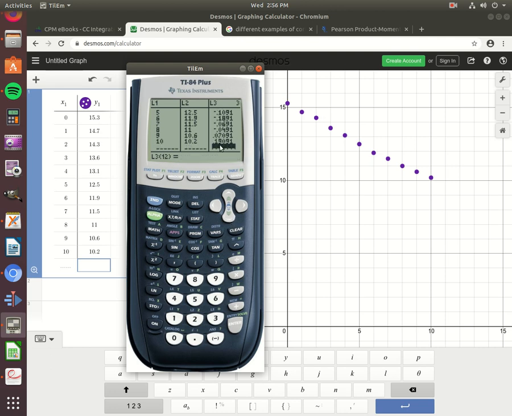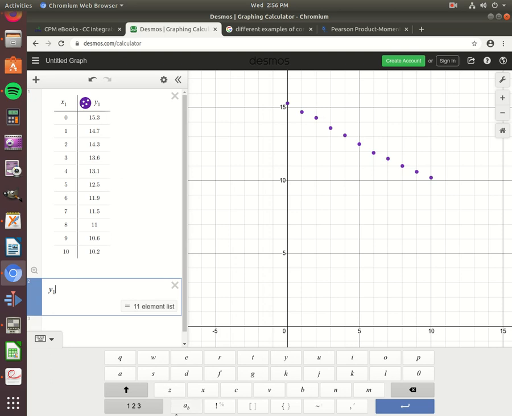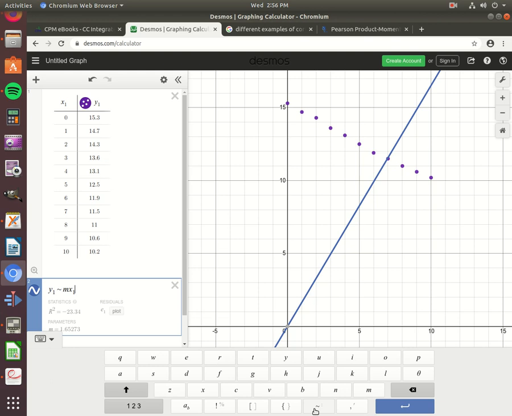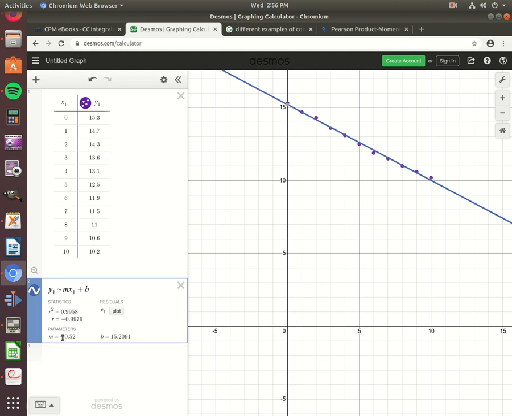And then it goes positive, positive again. So you can see we definitely have that distinct pattern. All right, so what if we had done the whole thing in Desmos? I'll go y1 tilde mx1 plus b. You can see I get that same equation right there: y equals negative 0.52x plus 15.2.